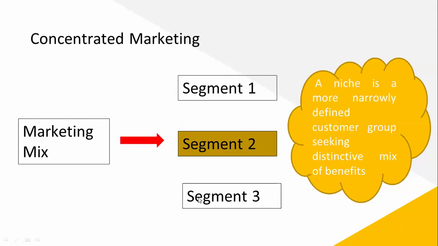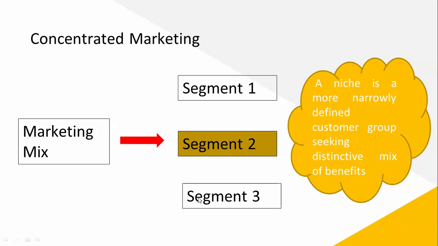Then the other one is the concentrated marketing. This is not like differentiated marketing. What you are doing is you are segmenting the market into different segments and you're selecting one special segment. We call this niche marketing as well. In niche marketing, we are selecting a very special segment in the market. This special segment contains a more narrowed set of customers, so they have very special and specific needs.